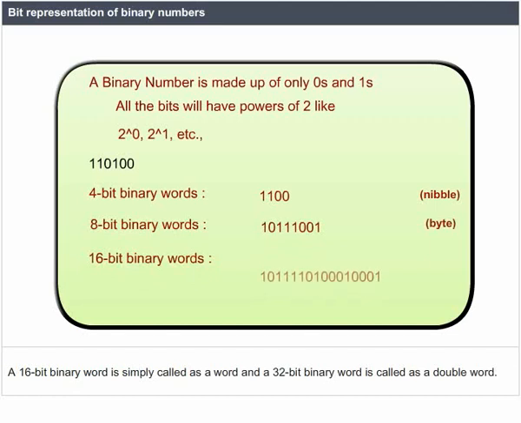A 16-bit binary word is simply called a word, and a 32-bit binary word is called a double word.